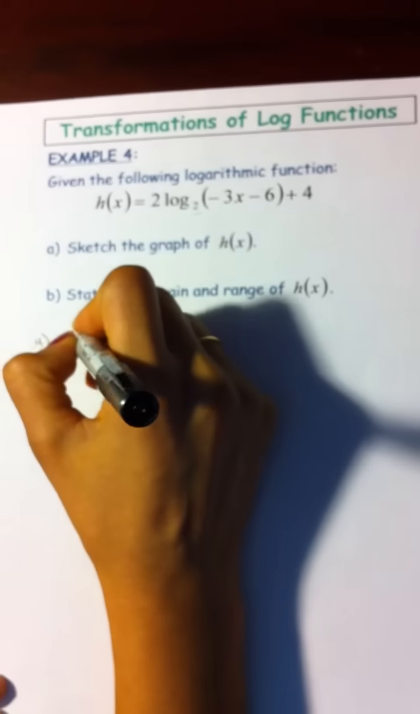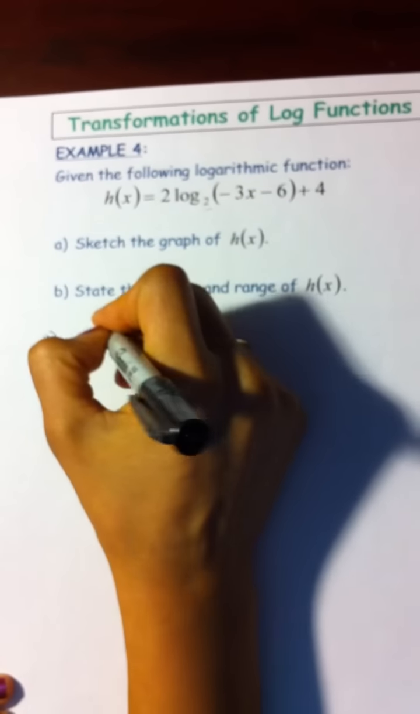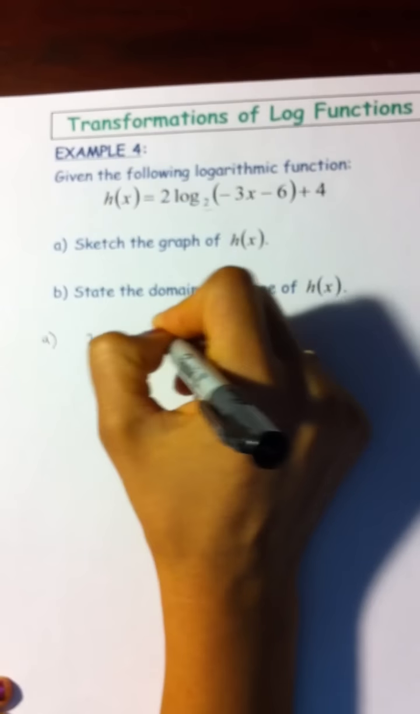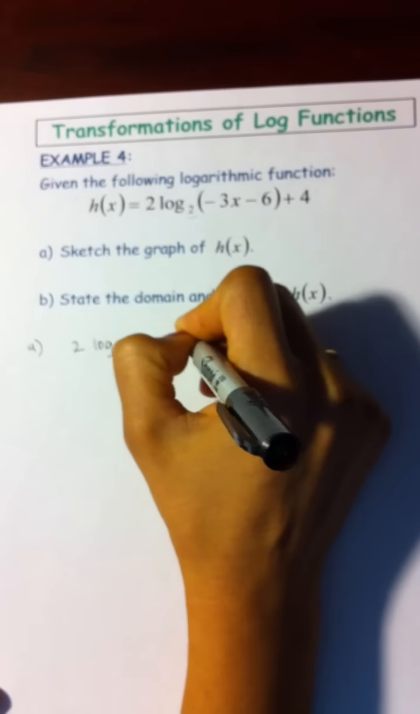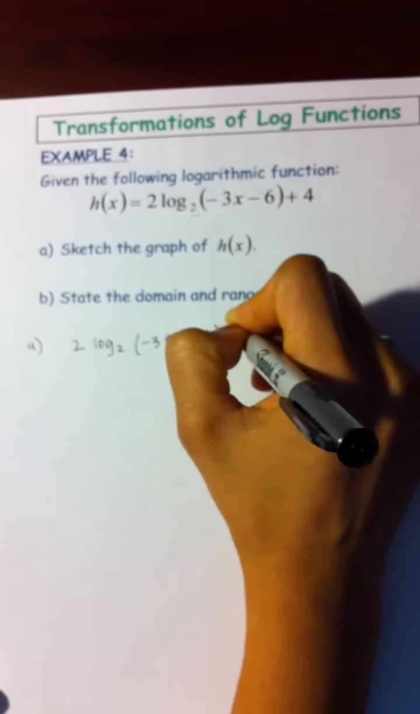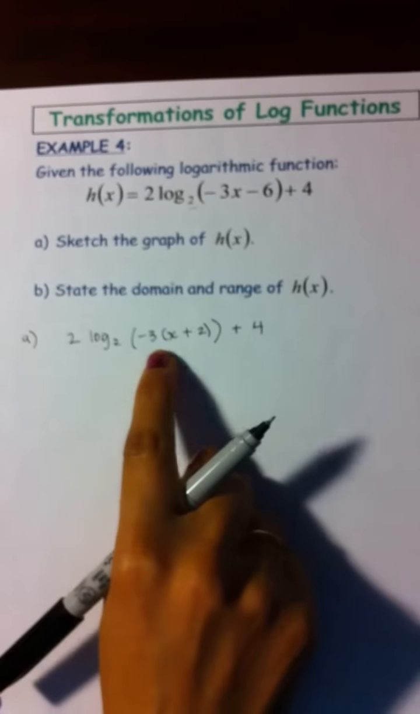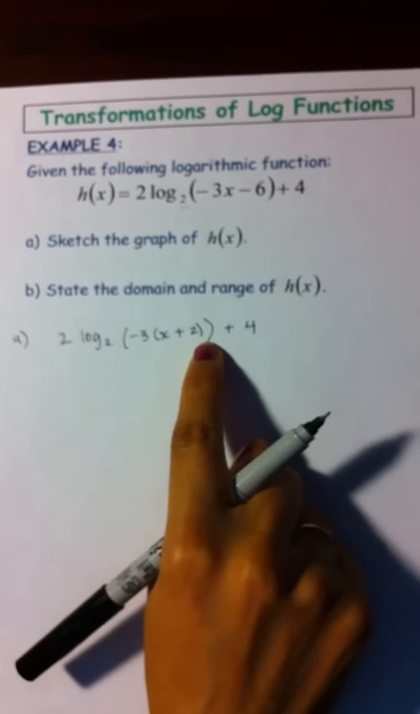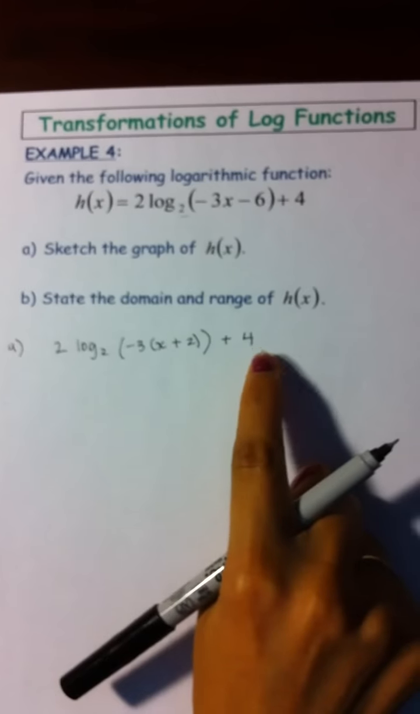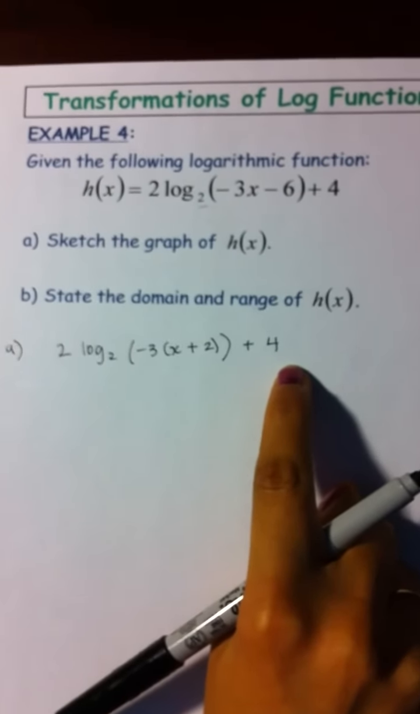The first thing is just going to go ahead and factor out the negative 3. So log 2 of negative 3 times x plus 2, plus 4. Okay, so now I know the a value is 2, the k value is negative 3, the d value is negative 2, and my c value is a positive 4.